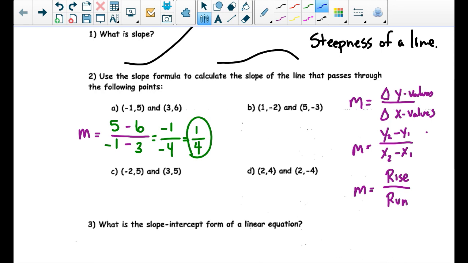So letter B. Let's again set it up, subtraction, and plug it in. So y values, so -2, -3 again, so that becomes +3, and then 1 and 5, and then let's simplify. So -2 plus 3 is a +1, 1 minus 5, -4, so -1/4.